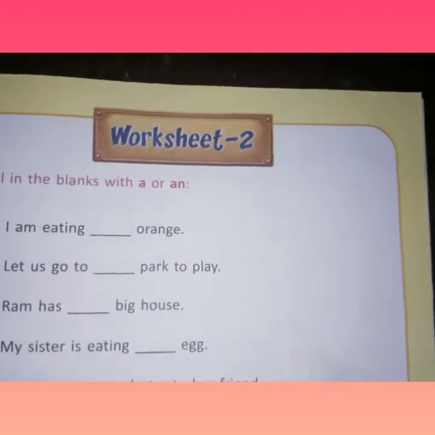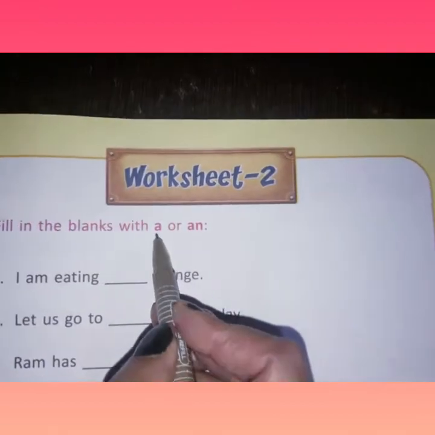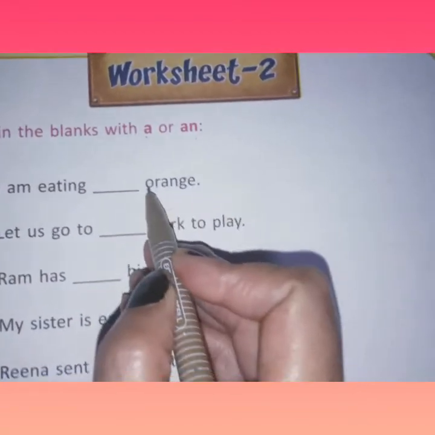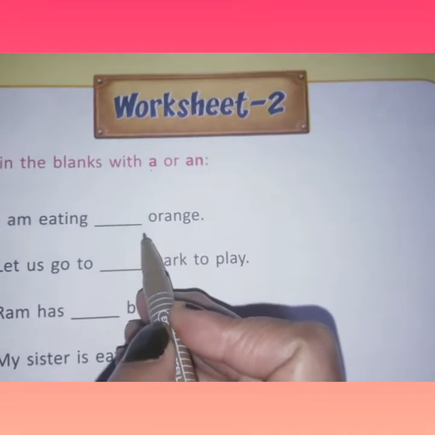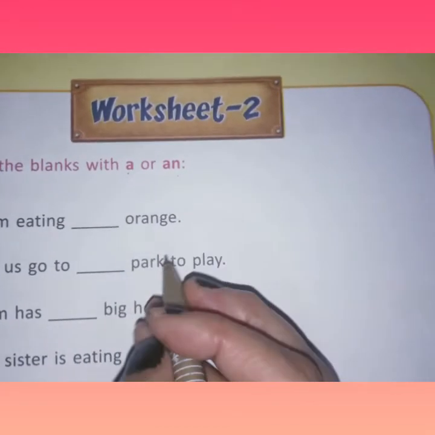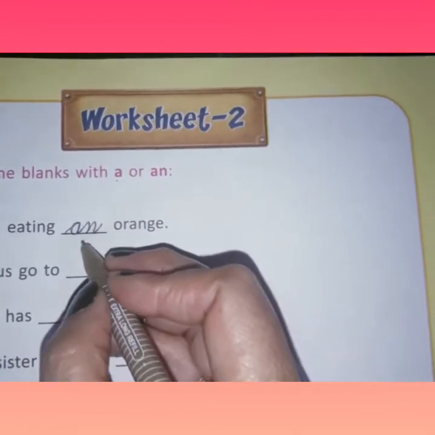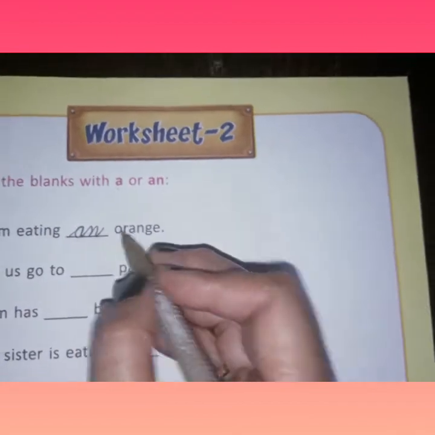Now we will do an exercise related to the same topic on page number 37. So read the instructions on page number 37. Fill in the blanks with A or an. Okay? A. I am eating dash orange. Orange starts with a vowel. O is a vowel. So we will write here an because this word starts with a vowel and we use an before a vowel word.